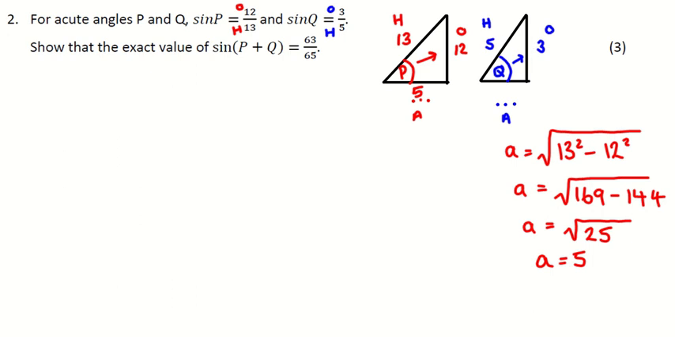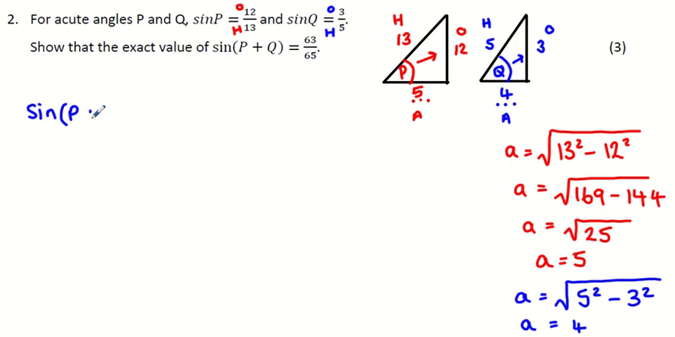And then for the blue triangle, same working. You might know that this is a 3, 4, 5 triangle, but show the working anyway. 5 squared, take away 3 squared, 25 take away 9 is 16, and the square root of 16 is 4. So that would be your extra working at this side to fill in the adjacents there. And now we're ready to start expanding sine P plus Q, because we have everything we need to substitute in.